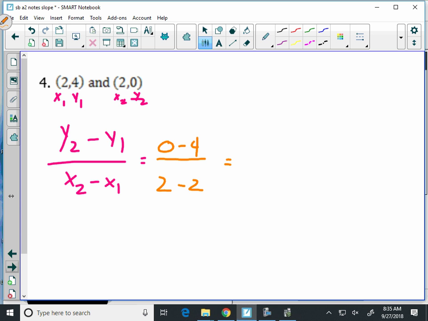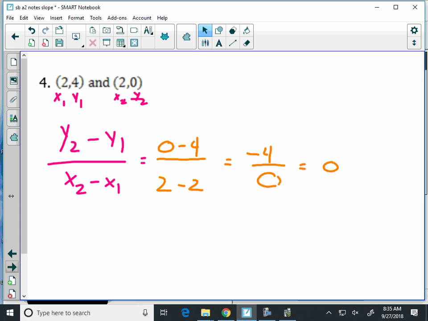0 minus 4 is what? Negative 4. What's 2 minus 2? I know what this is. This is 0, right? That's my answer. No. Why is it not 0? This is not in the top. Where is it? In the bottom. What did we talk about when we have 0 in the bottom? Can we have that? No. Oh, we talked about it last unit. Can't divide by 0. So what is our slope?